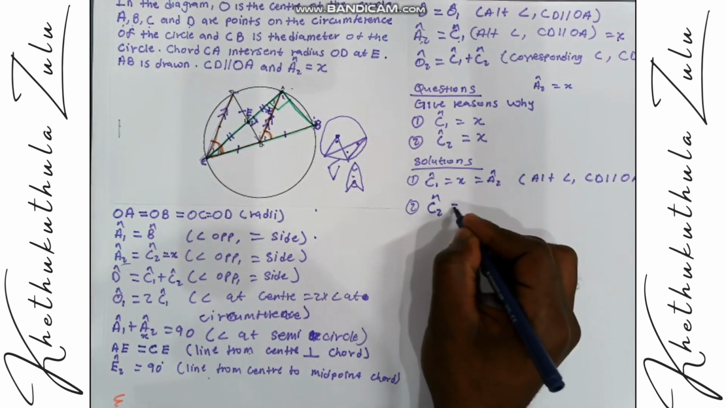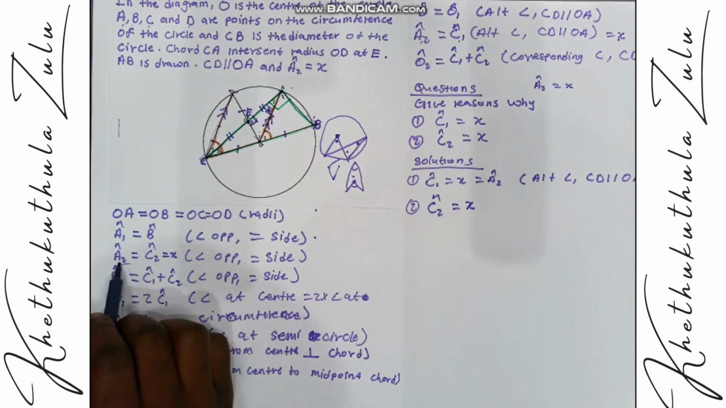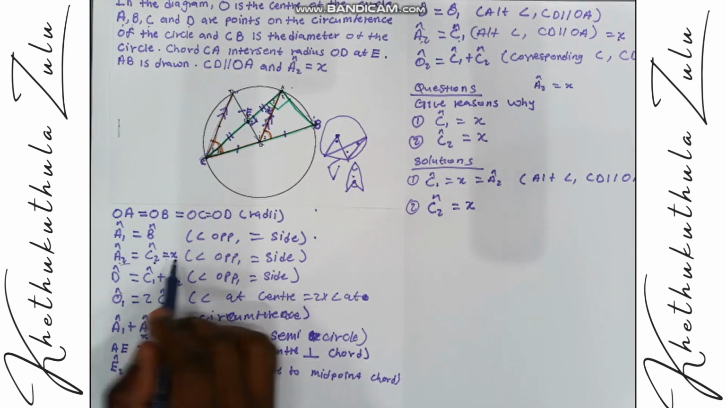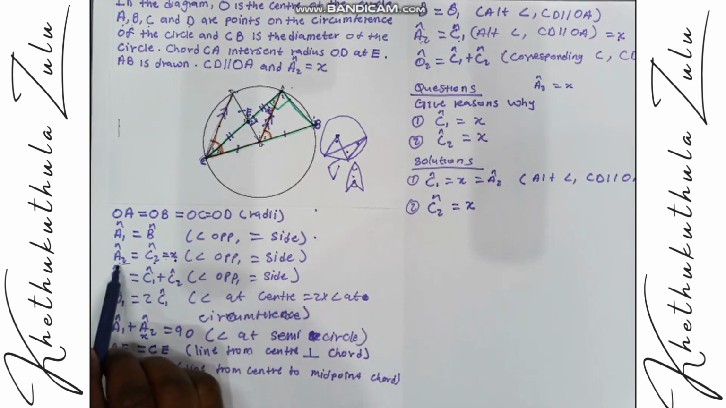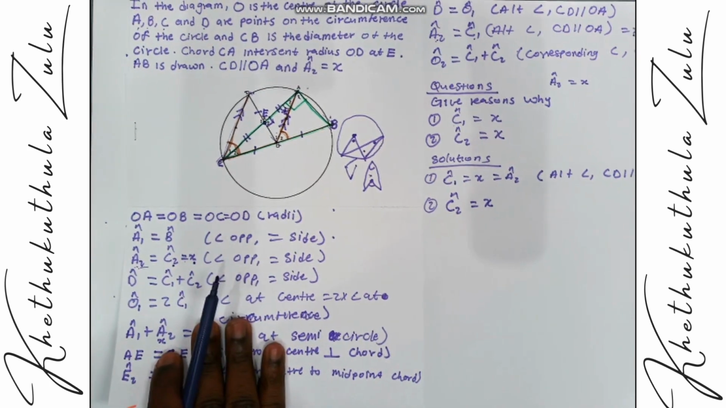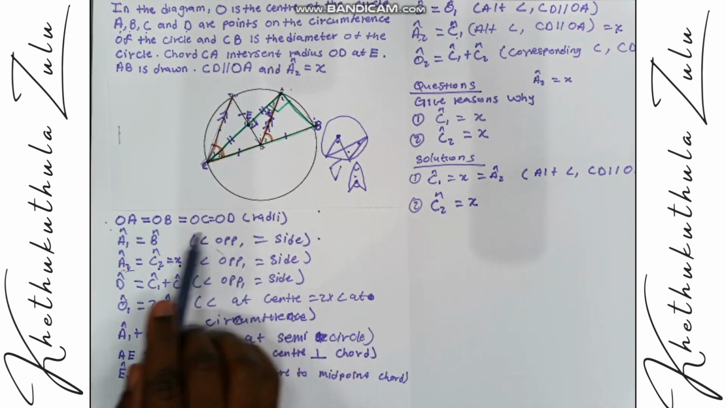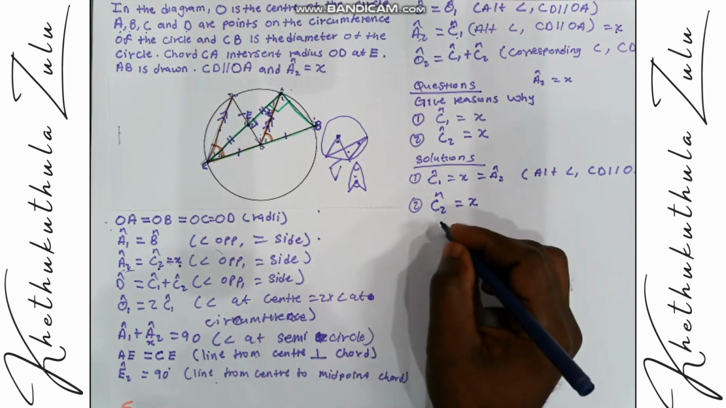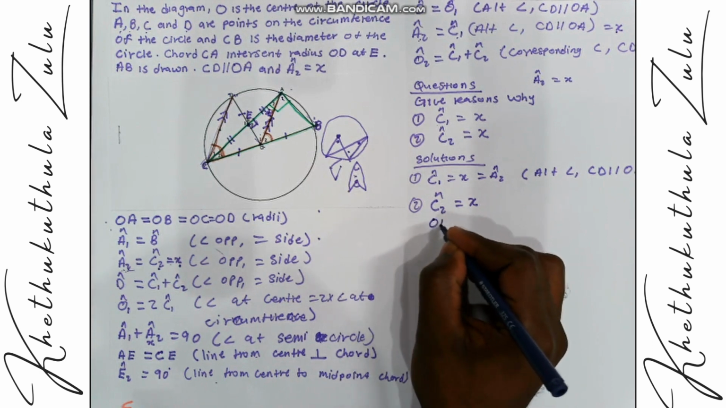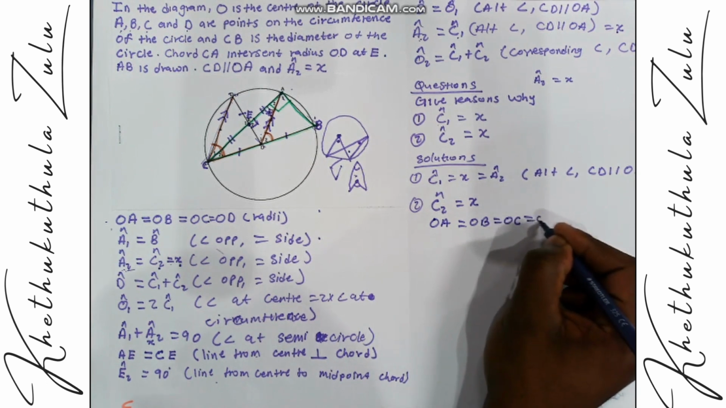Number two, they are saying C2. Why is C2 equal to X? C2 coming here, A2 is equal to what? C2 is equal to OX. So now the important thing is, before we came here, this was the first thing that we needed to write. This was the first thing that connected us to whatever we wrote here. So I think it's very important to say that OA is equal to OB is equal to OC is equal to OD.